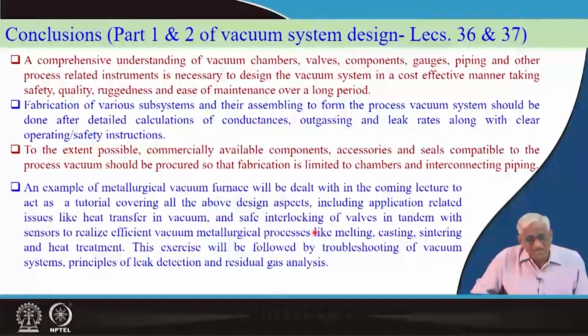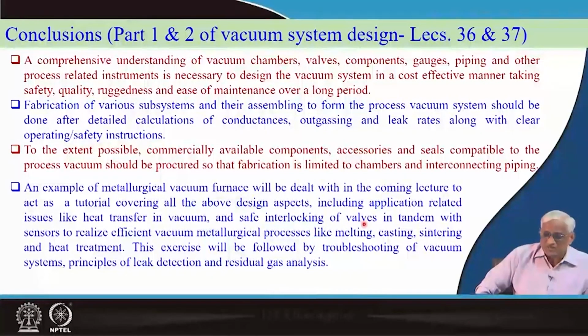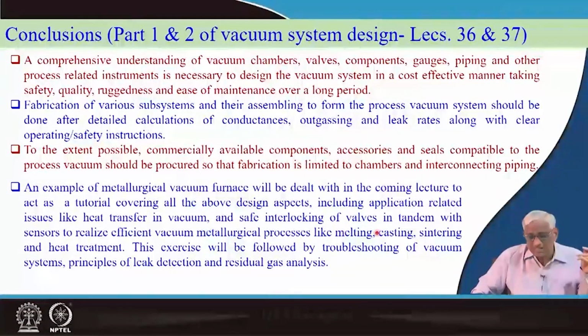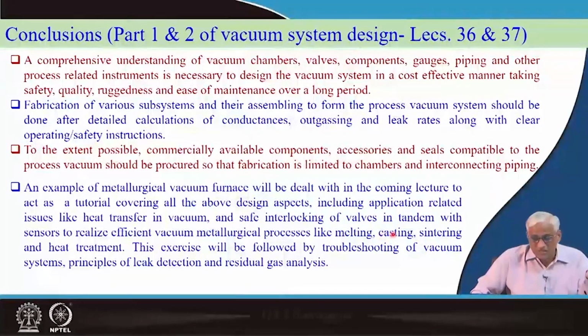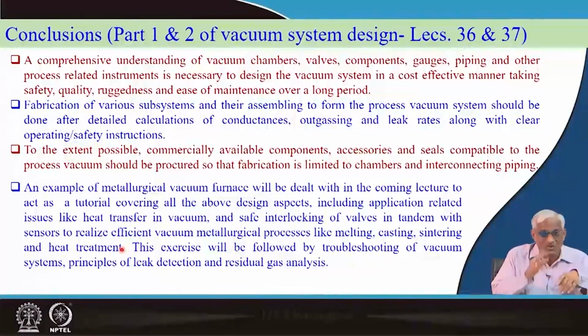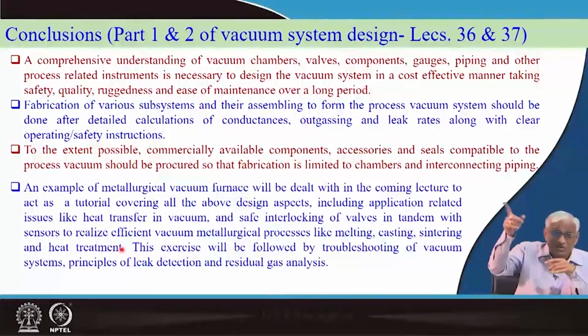Anyway, let us take an example of a vacuum furnace for metallurgical applications in the next class, where we will be discussing various types of design issues, keeping in track, I told you, keeping in track the process. Process can be melting or casting or sintering or heat treatment. Okay. It may not be a brazing between ceramic and metal. So, I have to design keeping this into account. I do not have to bother about vacuum metallurgical aspects of ceramic to metal joining.